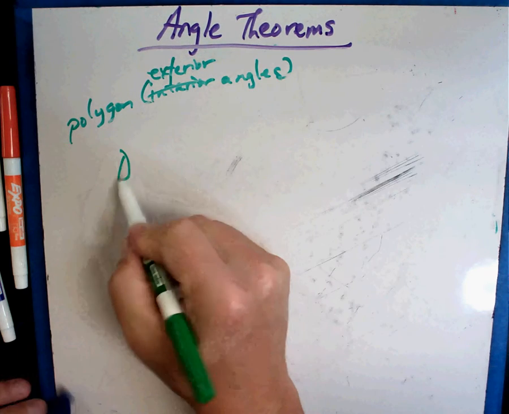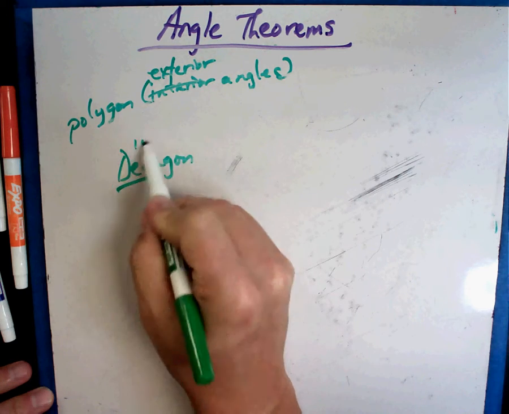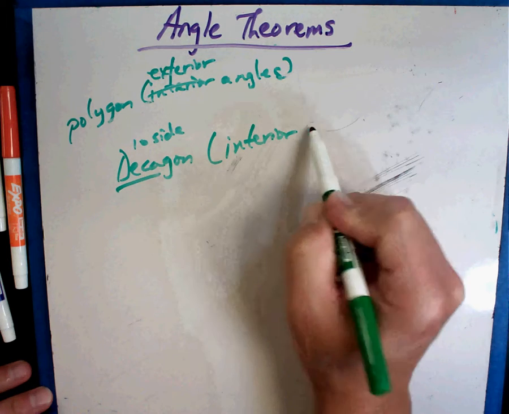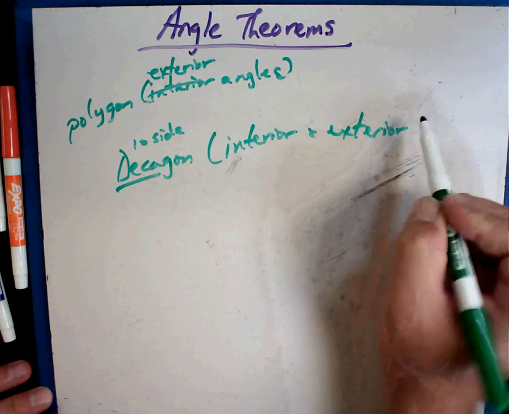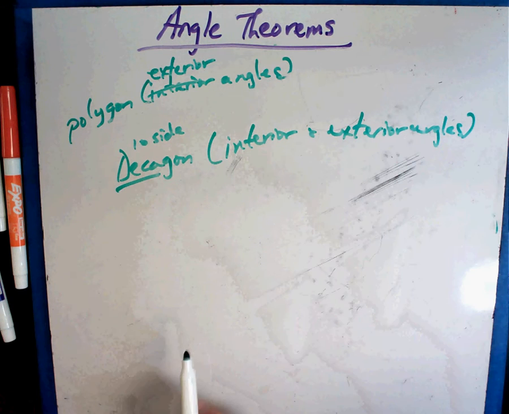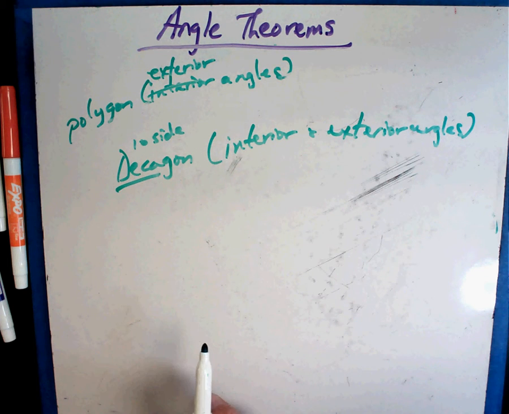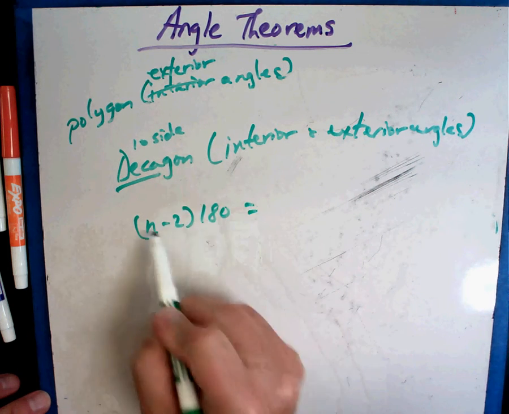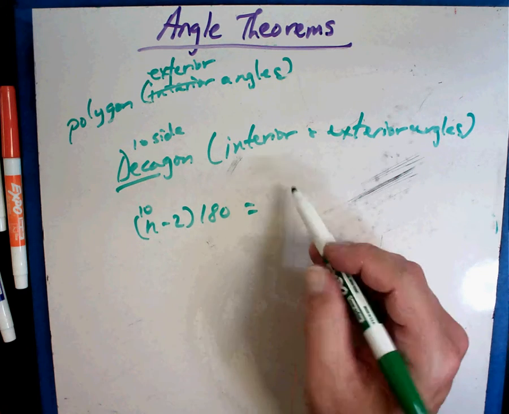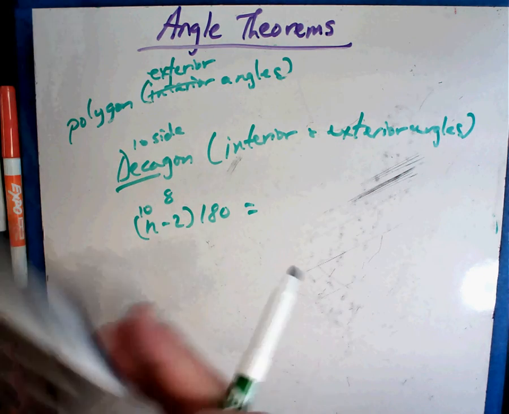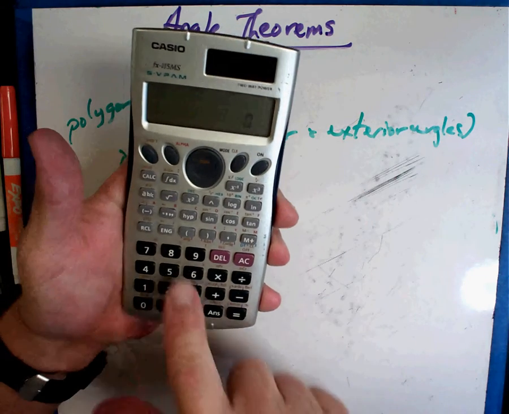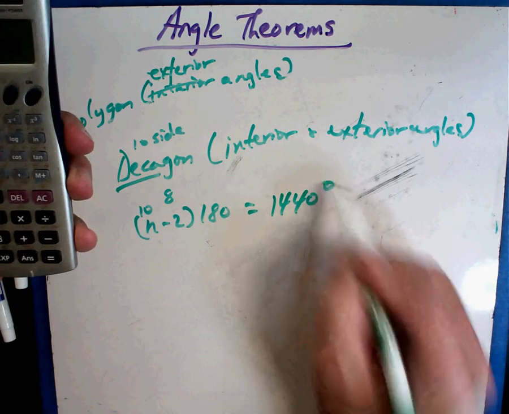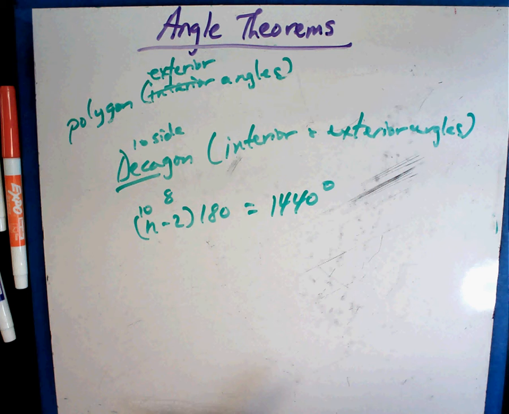Let's say we have a decagon. Deca means 10, so it has 10 sides. And I want to know the interior and exterior angles. The very first thing I can do is go back to that other equation that says n minus 2 times 180. So if that has 10 sides, minus 2, that's 8. 8 times 180. All I have to do is take my handy-dandy calculator. 8 times 180 equals 1440, that's how many degrees all the interior angles have to add up to.